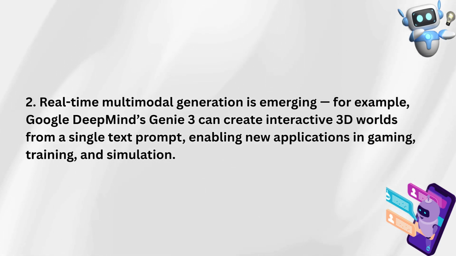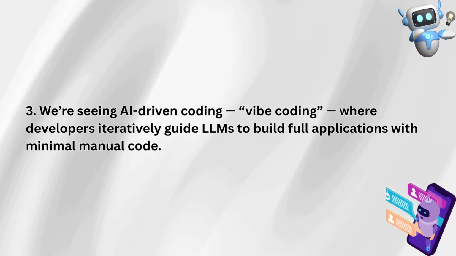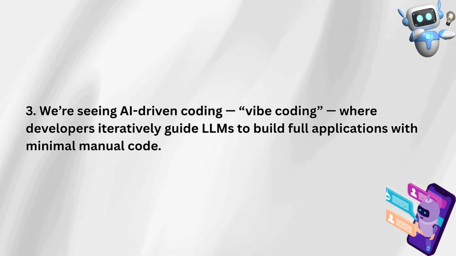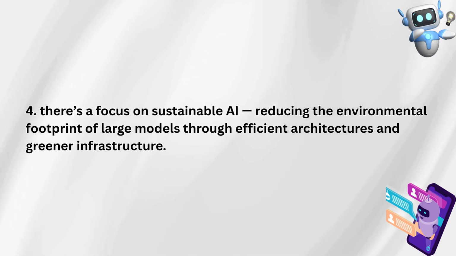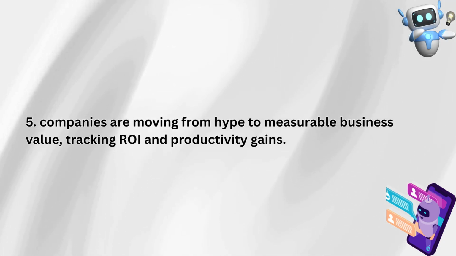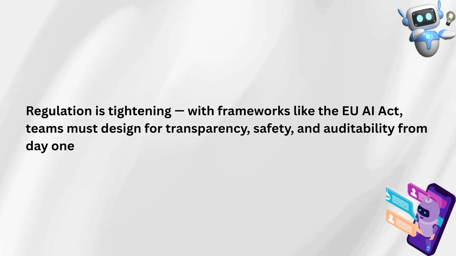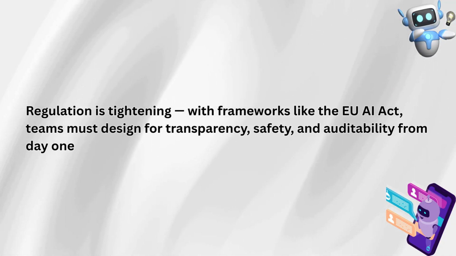gaming, training, and simulation. Third, we're seeing AI-driven coding, vibe coding, where developers iteratively guide LLMs to build full applications with minimal manual code. Fourth, there's a focus on sustainable AI, reducing the environmental footprint of large models through efficient architectures and greener infrastructure. Fifth, companies are moving from hype to measurable business value, tracking ROI and productivity gains. Finally, regulation is tightening with frameworks like the EU AI Act. Teams must design for transparency, safety, and auditability from day one.